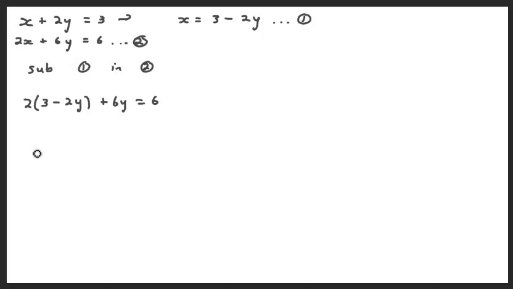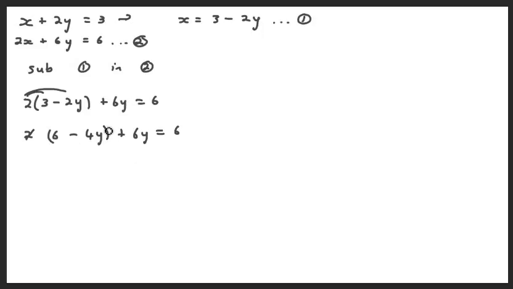Okay. From here on out, you're going to multiply the 2 into that. So you're going to say the 2 is multiplying into the bracket. 2 times 3 will give you 6, and then minus 2 times 2 will give you 4y. Okay, and that will plus with 6y, and that will be equal to 6.